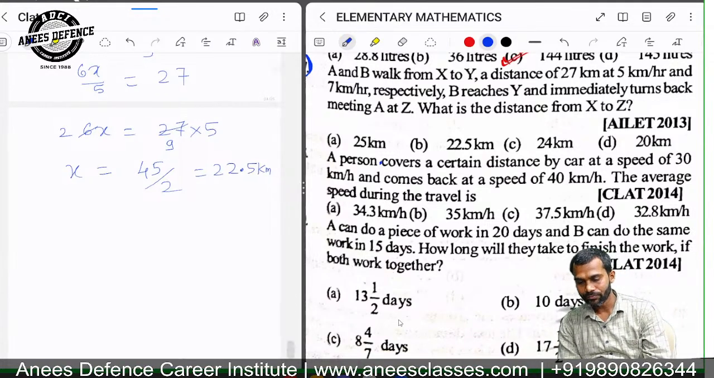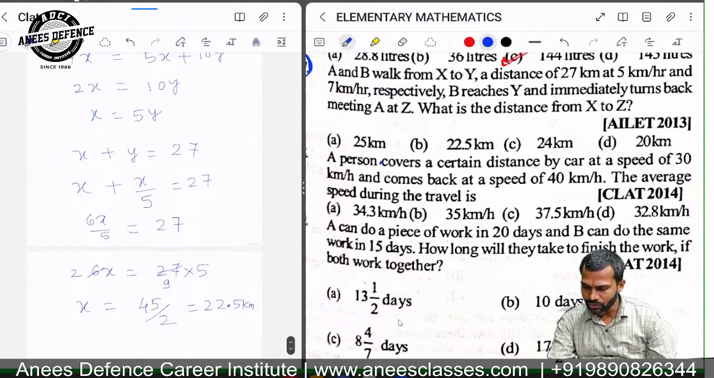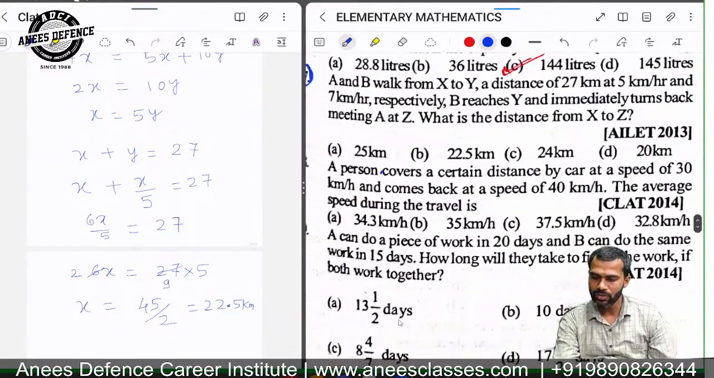Purva, have you understood? Yes, sir. Understood. Okay, very good. Please try to solve question number 8. So this is question number 8.